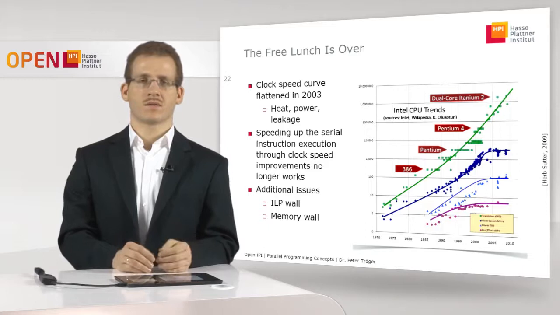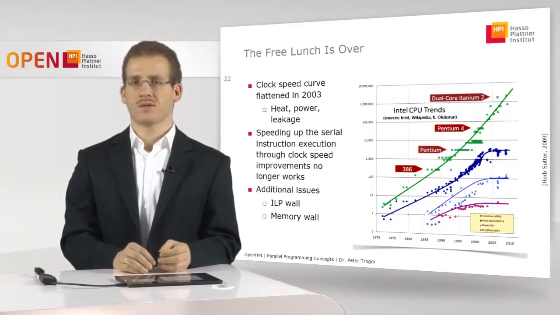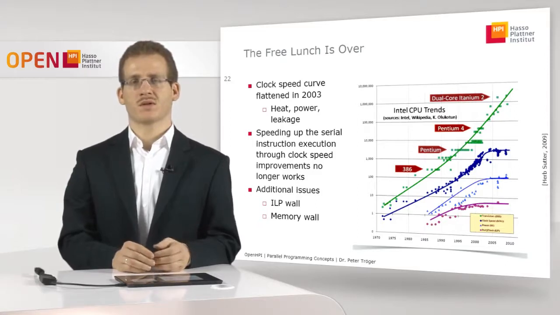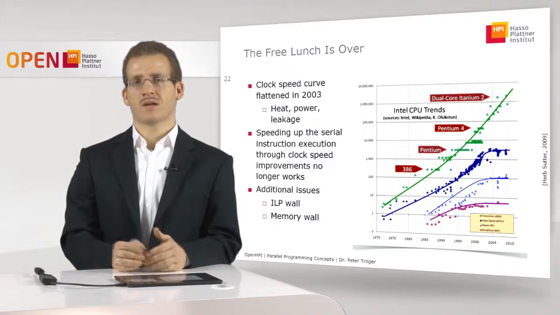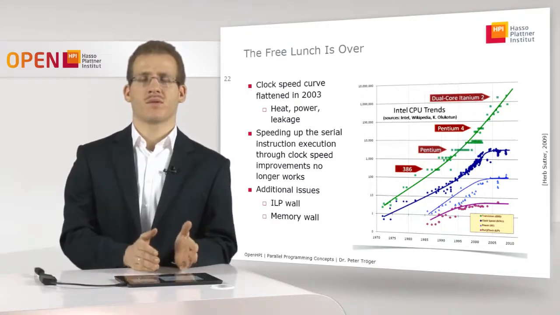So since 2000, the software industry is now in need of using modern processor technology explicitly in order to get faster software. And this is a big paradigm shift to what we had before.